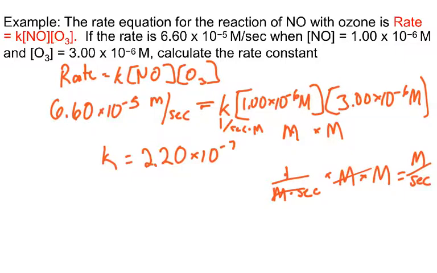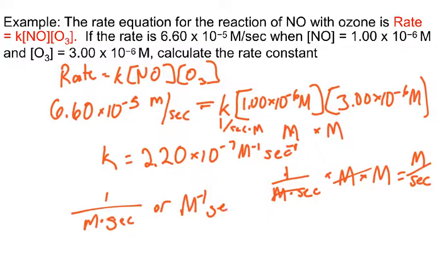So my units here are, you can either write it as 1 over M times s or M to the minus 1 s to the minus 1. They're the same thing.